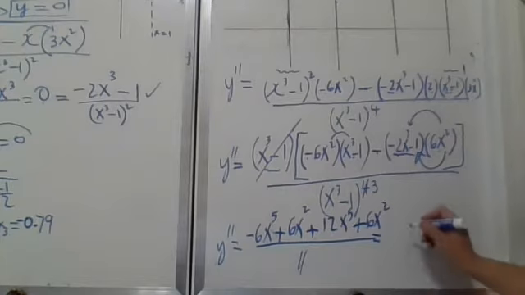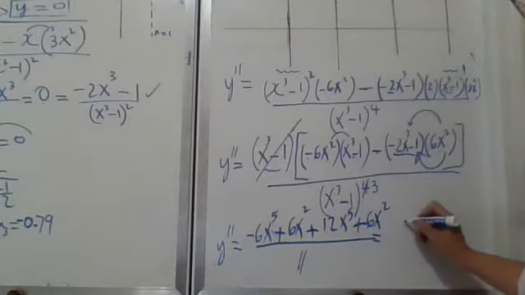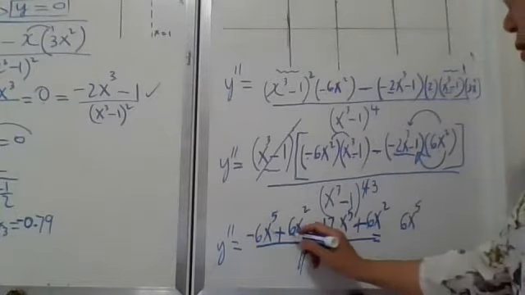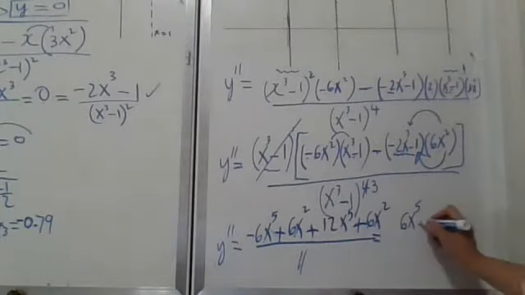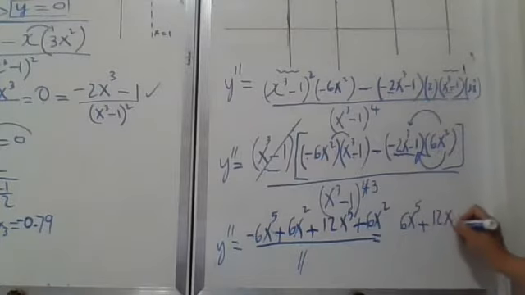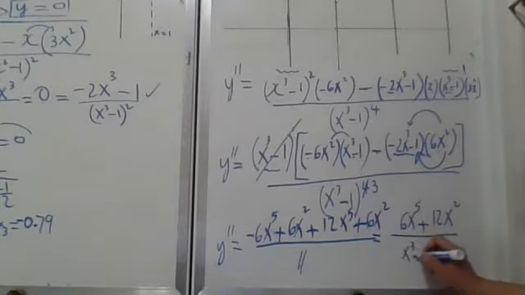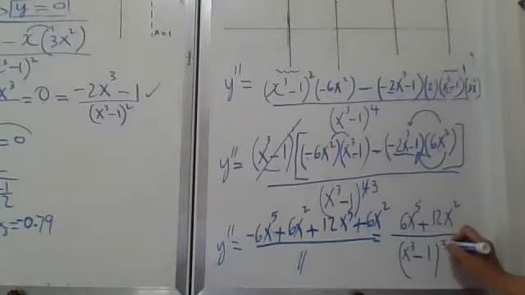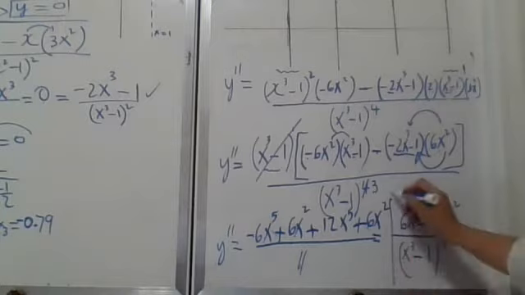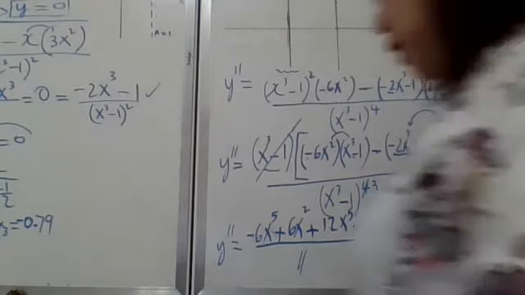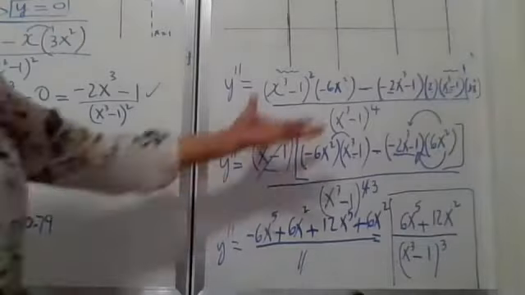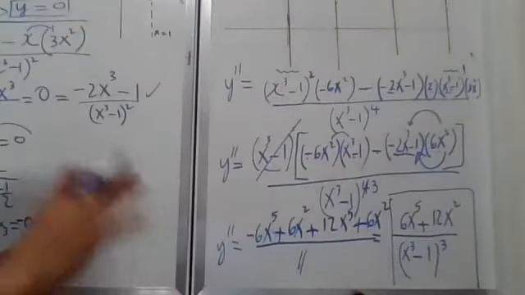Now we're going to simplify one more time. Minus 6x^5 adding with 12x^5 is 6x^5, so it becomes 6x to the power 5. Plus 6x squared plus 6x squared becomes plus 12x squared. All of this over the denominator, x to the power 3 minus 1, all of this to the power 3. So at this point, we know this is our second derivative after we simplify it. You can see the long way, but it becomes very short, right?